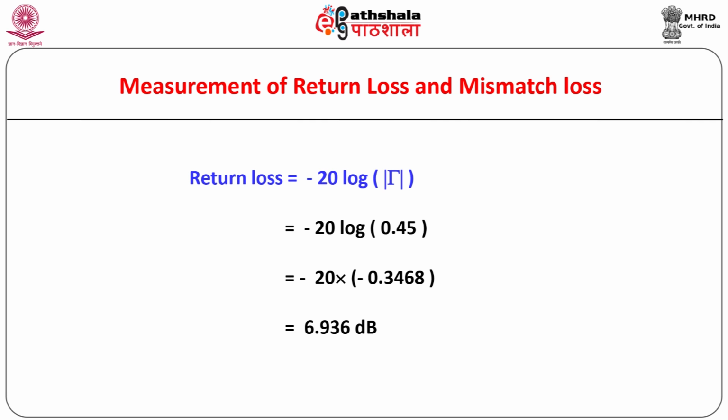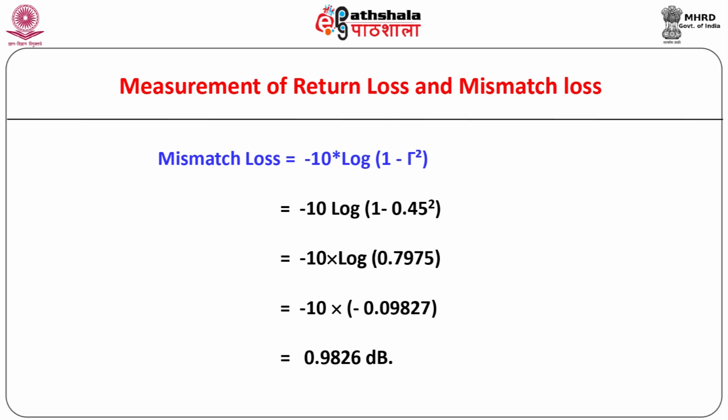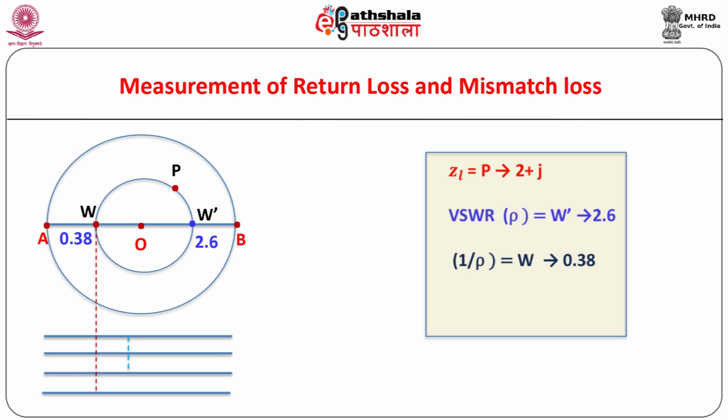Using the value of reflection coefficient, we can calculate the return loss as follows. The return loss will be 6.936 dB. Similarly, knowing the value of the reflection coefficient, we can calculate the mismatch loss as shown. It comes out to be 0.9826 dB. We get the same result using Smith chart. For this, follow the steps in sequence as mentioned here.